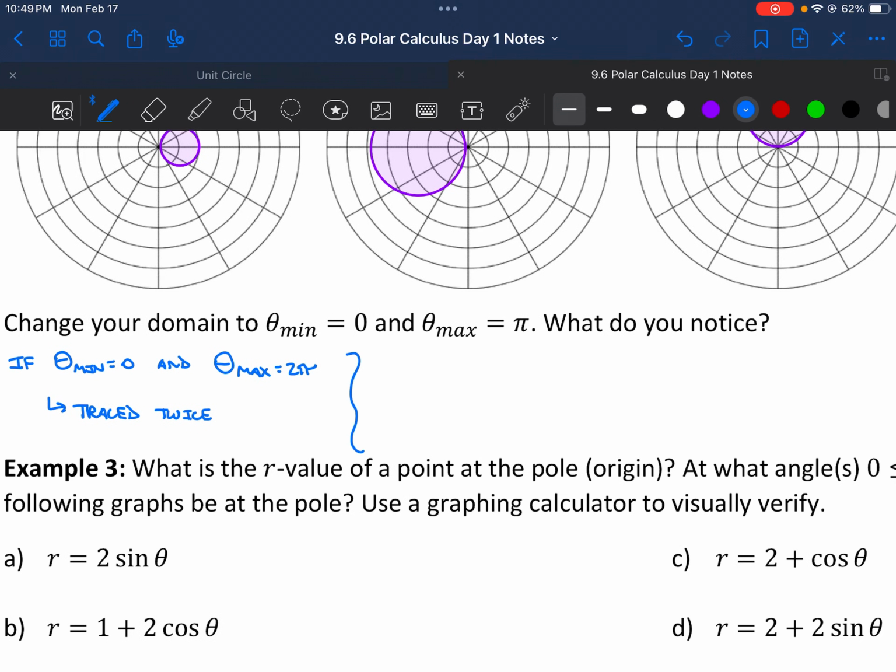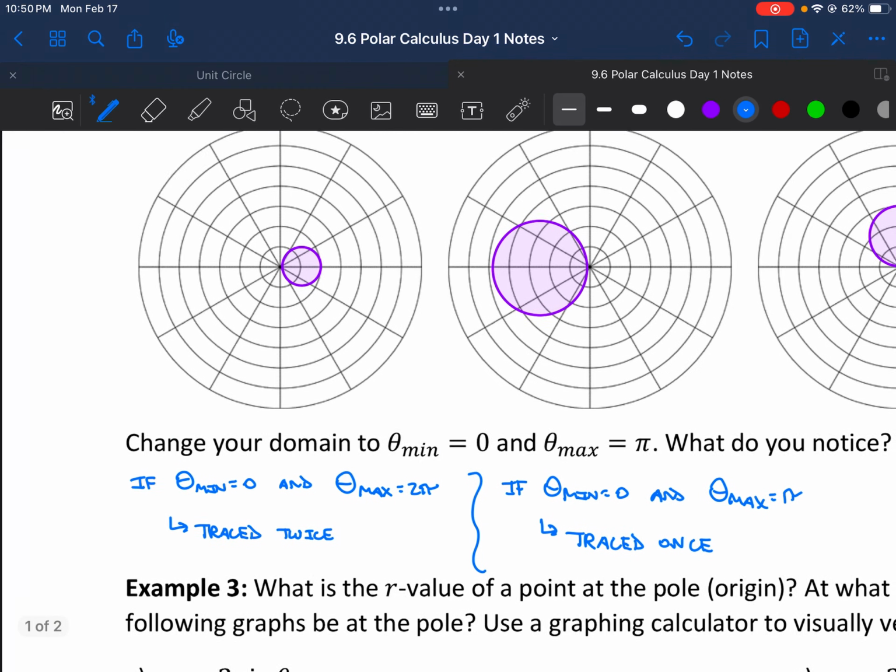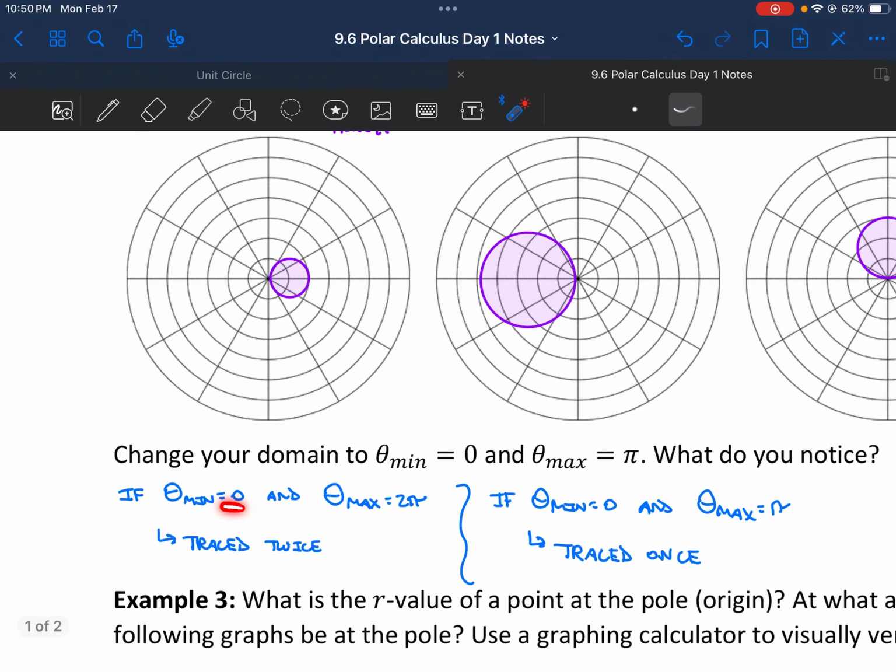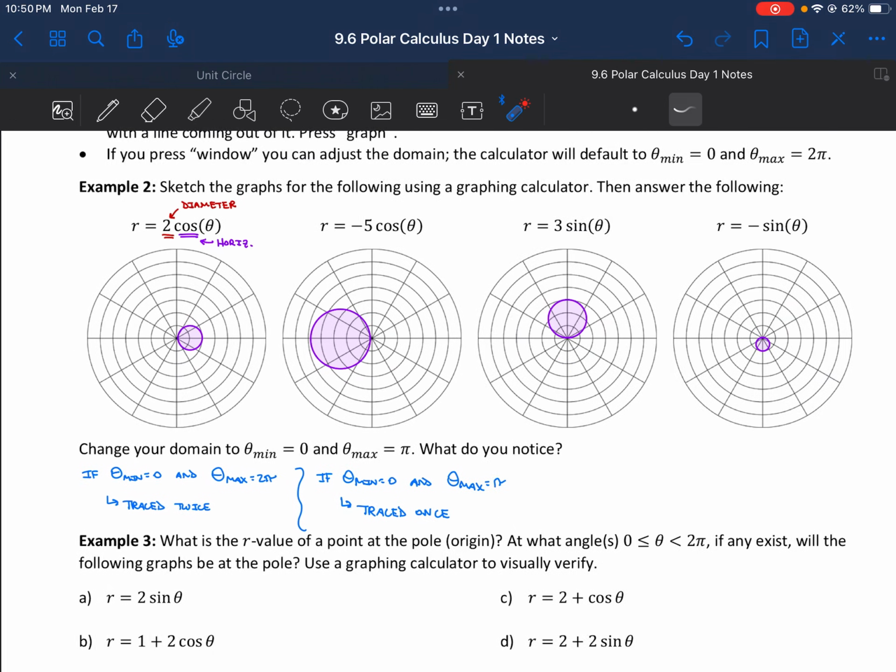Trace the circle twice. If theta minimum is 0, but theta max is 1 pi instead of 2 pi, it traces the circle once. So what this means for us, for a circle, we only need a max theta of pi, 0 to pi, to get the full picture. If you go 0 to 2 pi, it's going to make your picture twice.